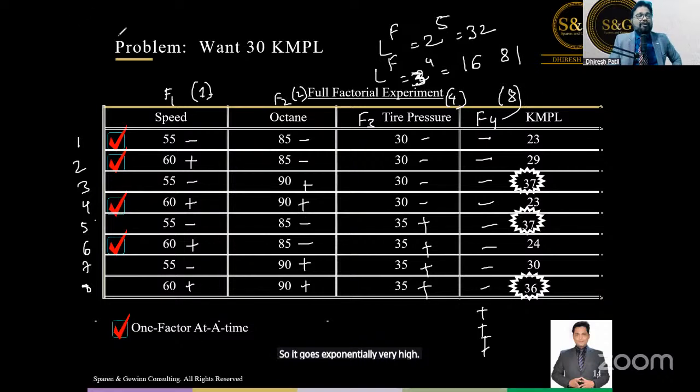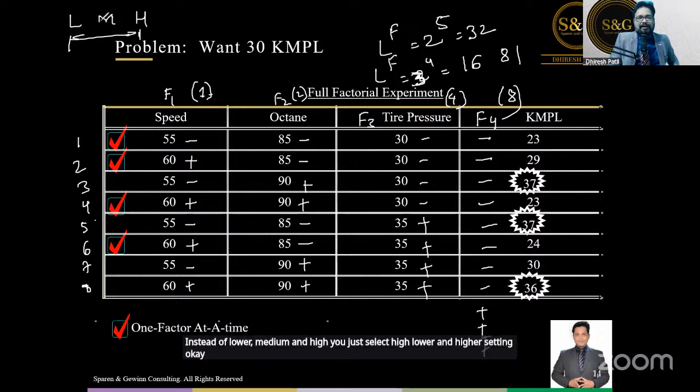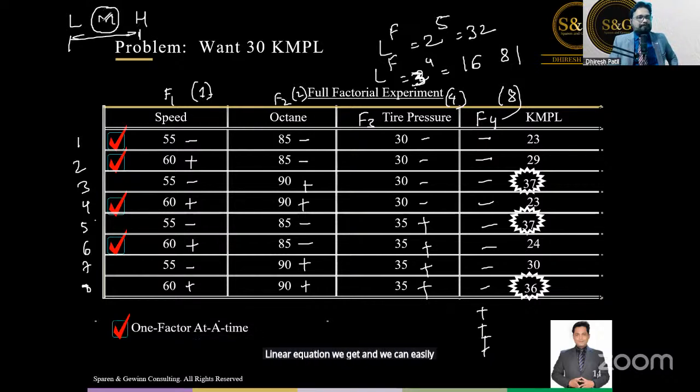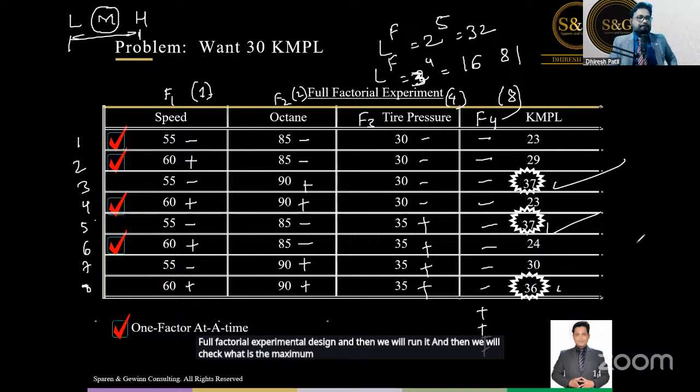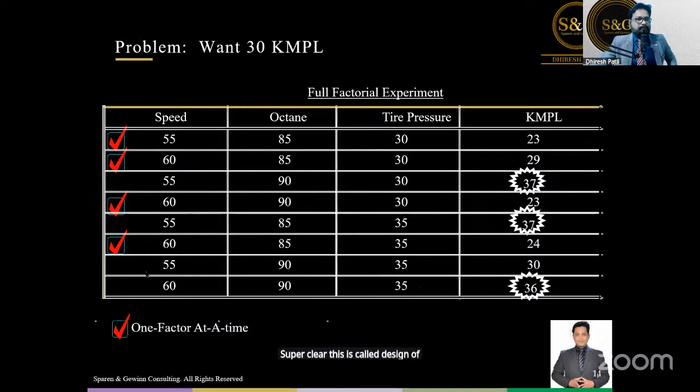That's what we suggest. Instead of lower, medium, and high, you just select lower and higher setting. Okay. And you can easily get the equation, right? Linear equation we get, and we can easily predict the value of M. So you need not run that separately. We can easily predict the value. Okay? Super hai? Clear hai, everybody? Full factorial experimental design, and then we will run it, and then we will check what is the maximum impacting factor. Super clear? This is called design of experiments. Full factorial design.